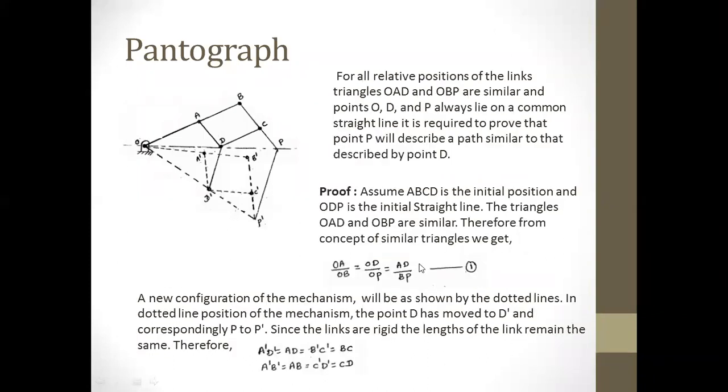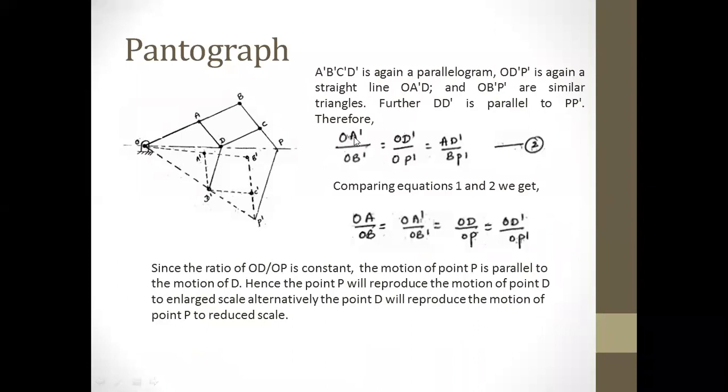Whatever equation we had before, OA by OB equals OD by OP equals AD by BP, we now write with dashes: OA dash divided by OB dash is the same as OD dash by OP dash, which is the same as AD dash by BP dash. If you compare both equations, OA by OB is the same as OA dash by OB dash, and OD by OP is the same as OD dash by OP dash. What is the meaning of this? Since OD by OP is the same as OD dash by OP dash, the ratio is constant.